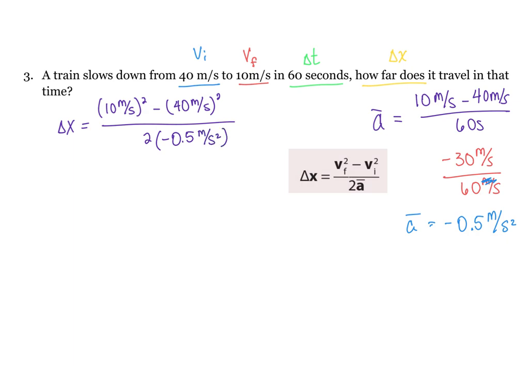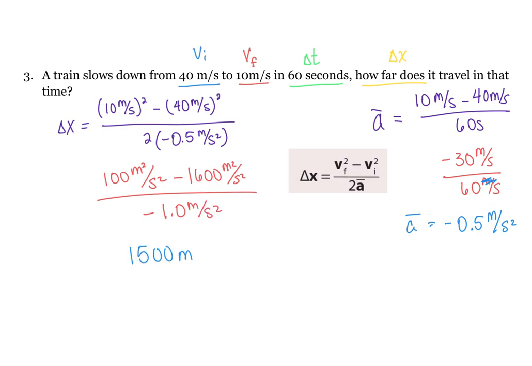All right, so go ahead. We're going to square. We have 10 squared. Of course, your units also square there. We're going to subtract 40 squared. And then we're going to divide that by negative 1. That gives 1,500 meters there. 1,500 meters.